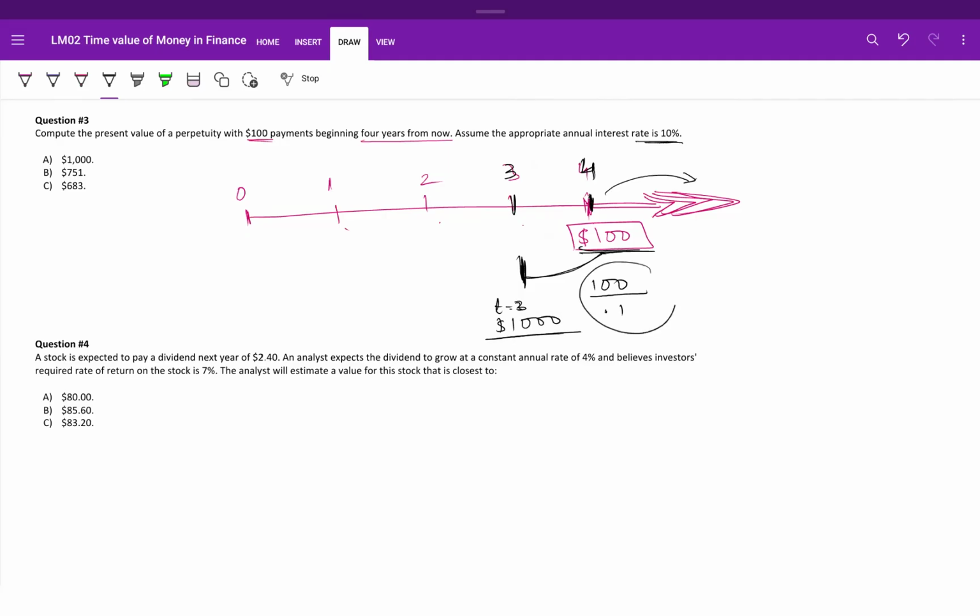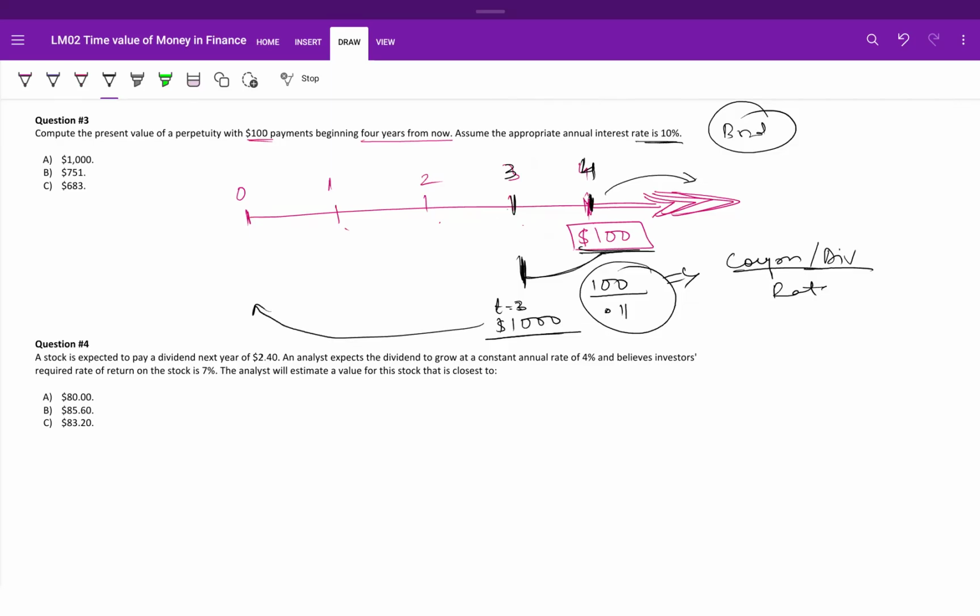This is our formula for the present value of a perpetuity. Let's say I'm assuming that this is a bond, not an equity. If this is a bond, then this should be coupon; coupon or dividend doesn't really matter, divided by rate. Now I need to discount this to the present value at time zero.